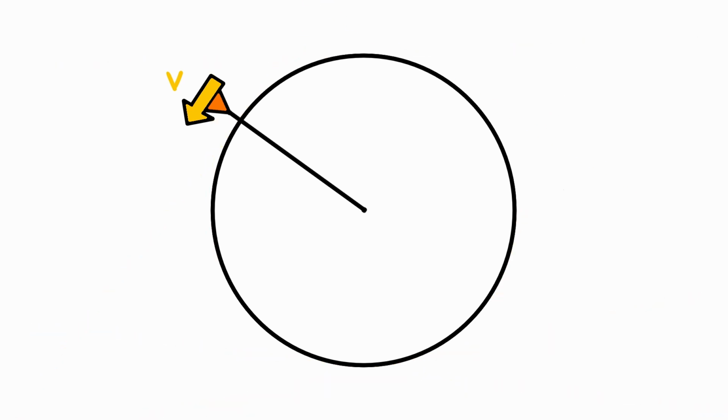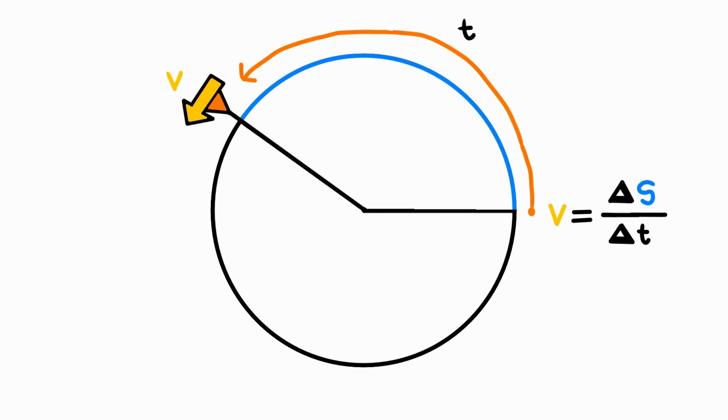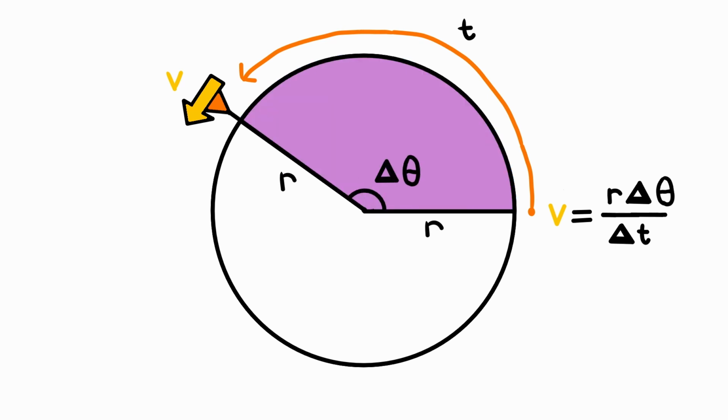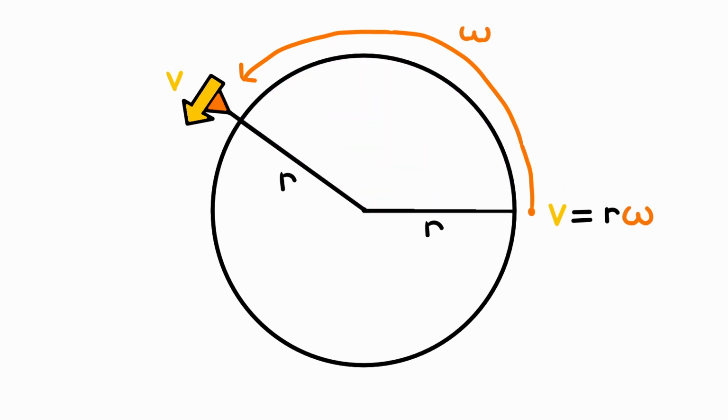We can get this number by getting the amount of radians moved over the time it took to do so. We can represent our change in arc as our change in theta multiplied by our radius, which finally we can simplify as the radius times the angular velocity, giving ourselves this final formula.